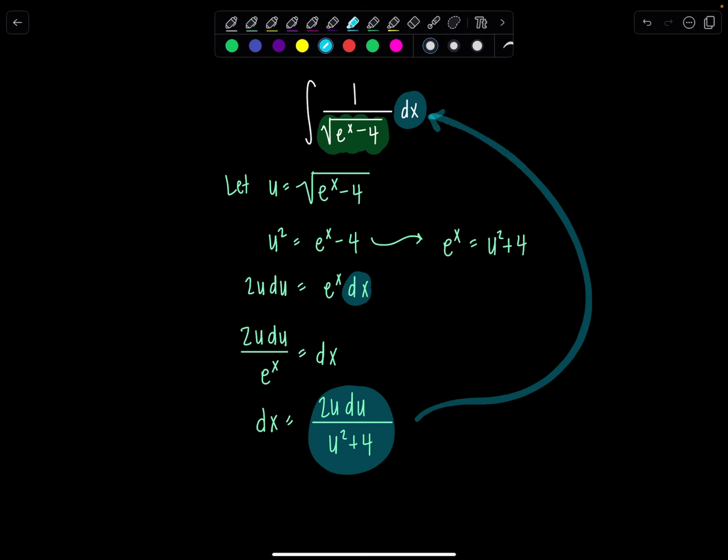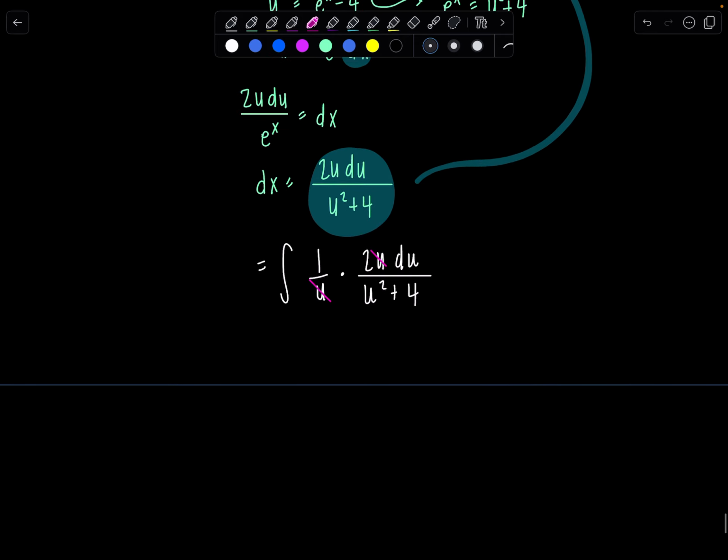Boom. So it looks like we're ready to rewrite our integral all in terms of u. We're going to have 1 over u times 2u du over u squared plus 4. Fabulous. And then notice the u's cancel out in the numerator and denominator. Boop, boop. And then let me take that 2 that's in the numerator all the way outside the integral. So I'm going to write it as 2 integral 1 over u squared plus 4 du.